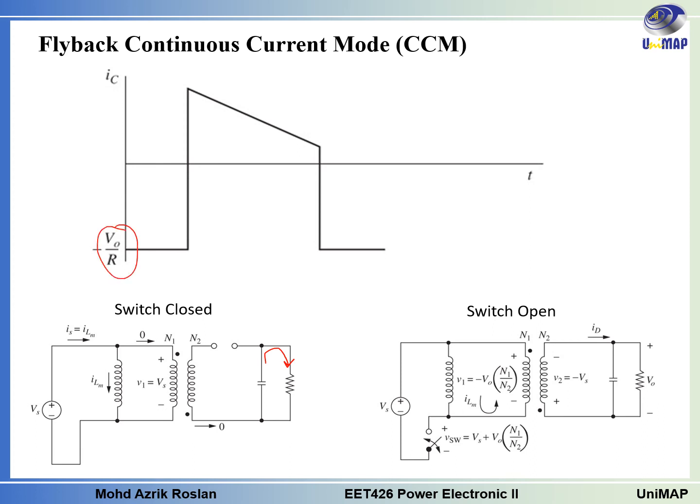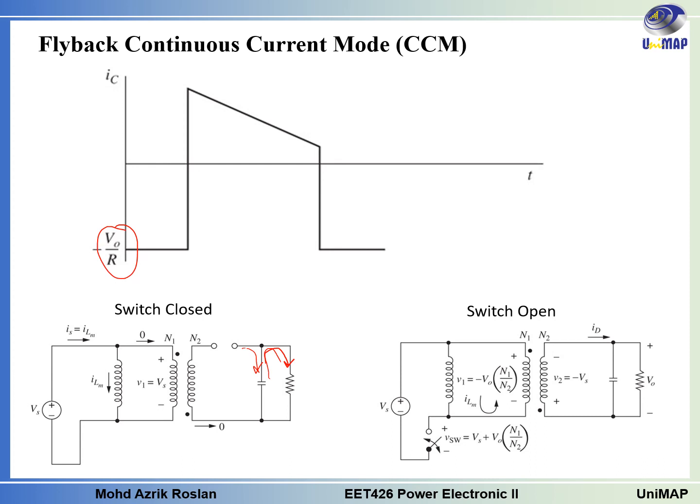So this is the output current. And then we have the minus because the original direction of IC is supposed to be this way, but when it's supplying to the load, it will move this way. So that's why we have negative V out over R here.